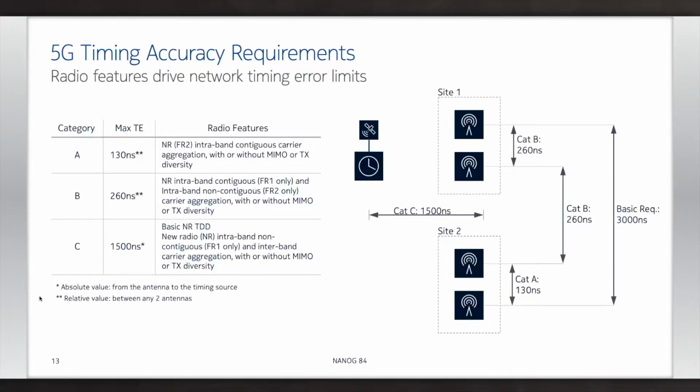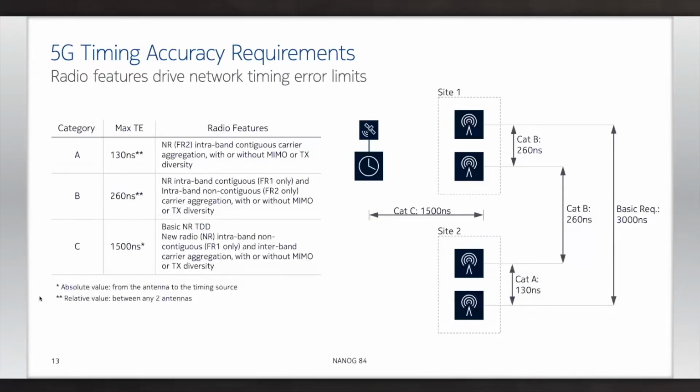Then we have category B, which is 260 nanoseconds. Category B is typically used intra-site, but could also be used inter-site because it's a little bit less stringent than category A, which is 130 nanoseconds. That is typically only used intra-site, so in the same cell site, in the same location, two radios that are physically located together.